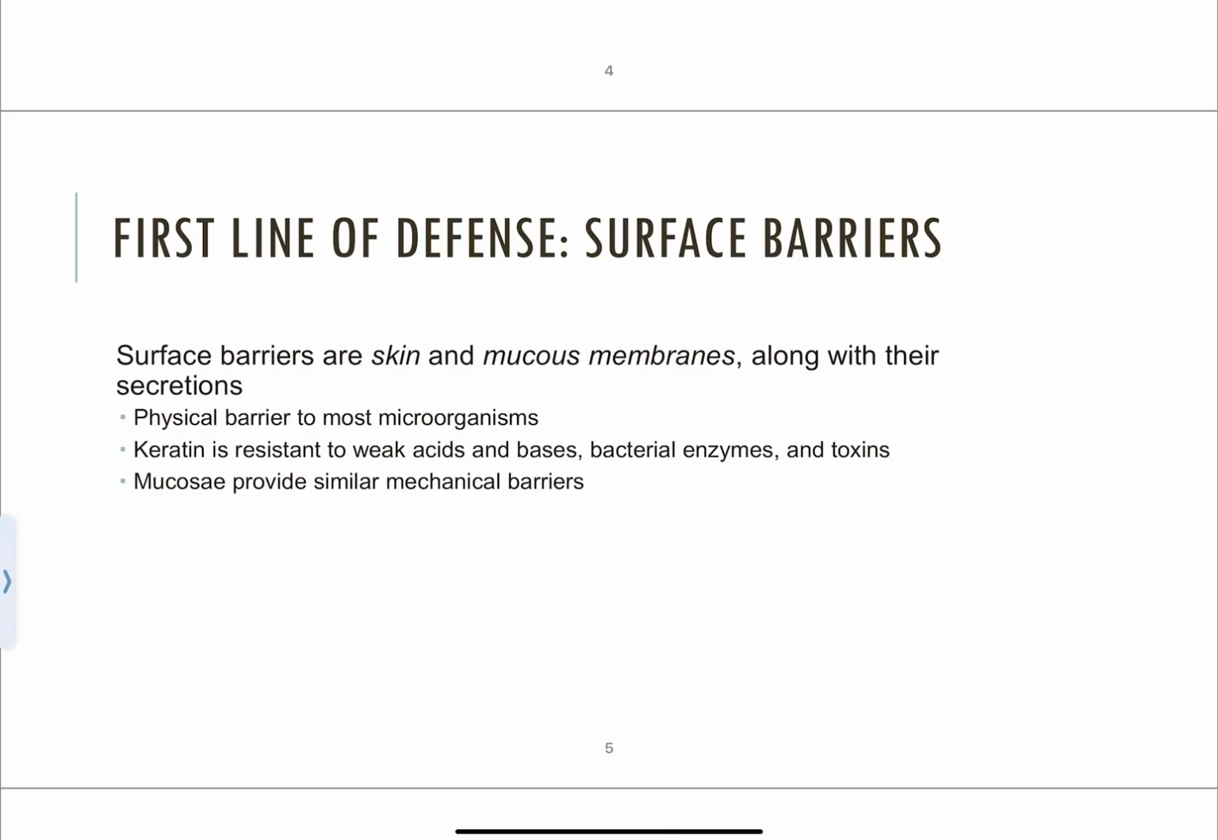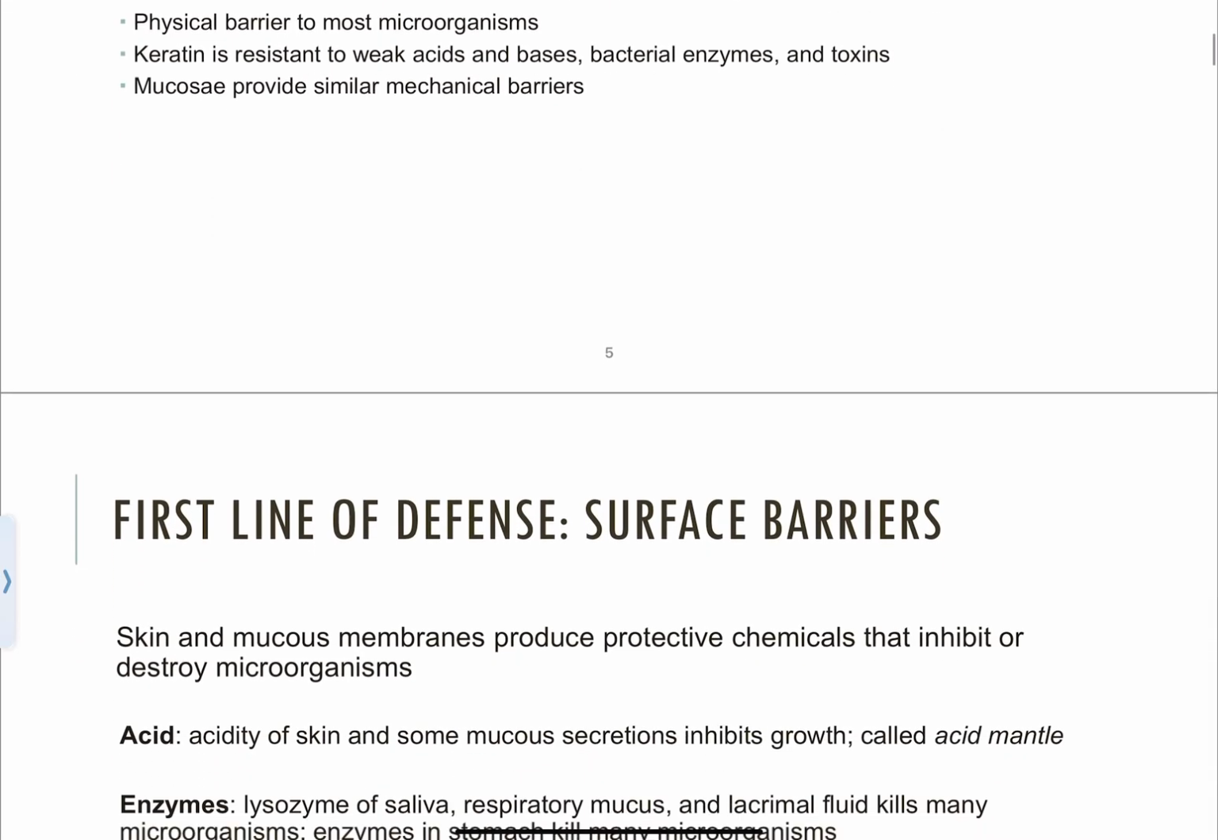We're not just talking about the membranes themselves; we're also including in this first line of defense the secretions. The physical barrier is our skin and mucous membranes, but we also have things like keratin. Keratin is really important because it is resistant to weak acids and bases, so it's not destroyed or harmed by those. It's also resistant to bacterial enzymes and to toxins. Mucosae provide similar mechanical barriers.